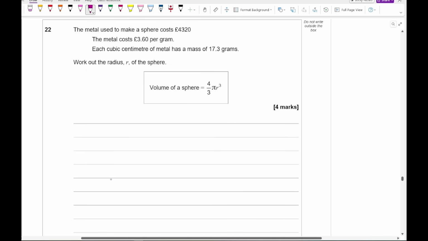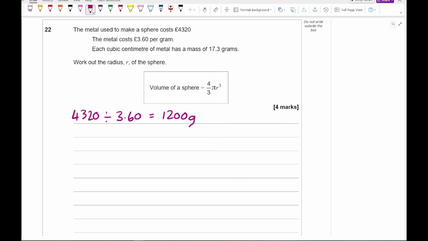Moving on to question 22, it says the metal used to make a sphere costs £4,320. The metal costs £3.60 per gram. Each cubic centimetre of metal has a mass of 17.3 grams. Work out the radius of the sphere. So for this particular question, what we need to do first is work out how many grams there are. So that's going to be 4,320 divided by £3.60, and that comes up to a total of 1,200 grams.